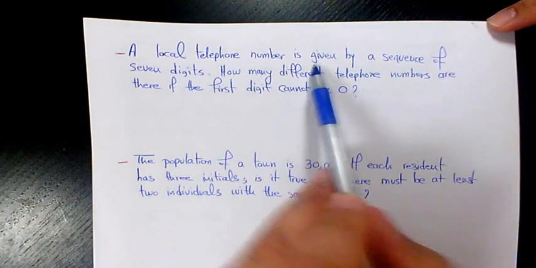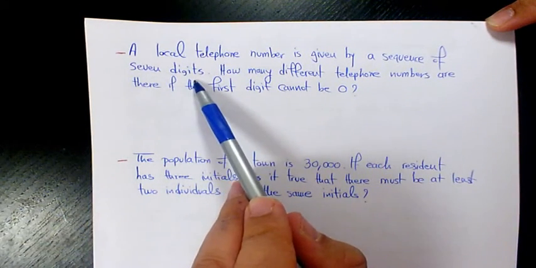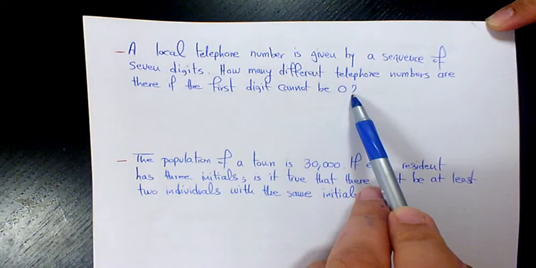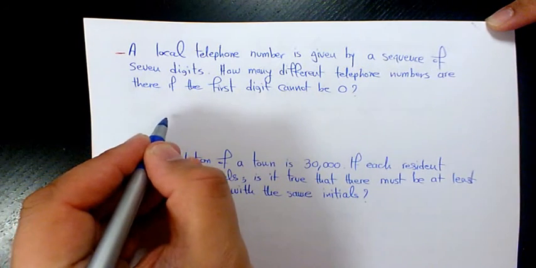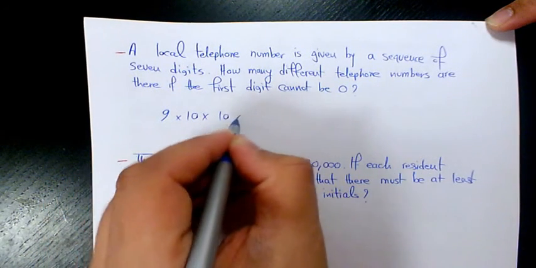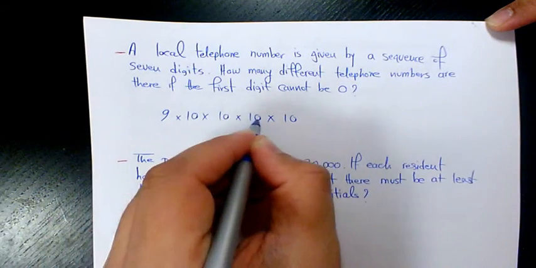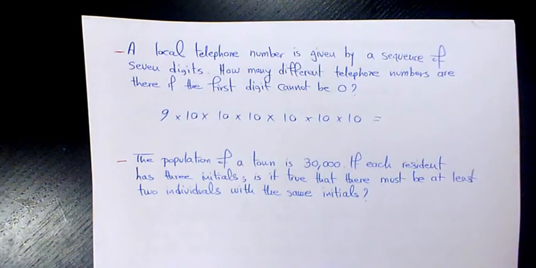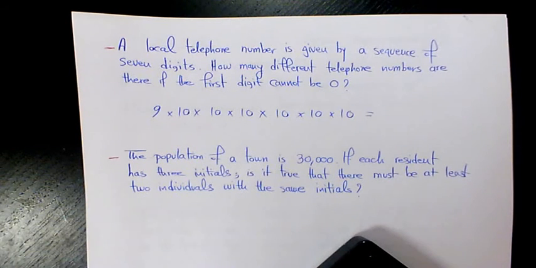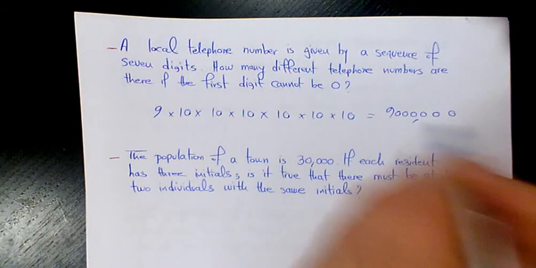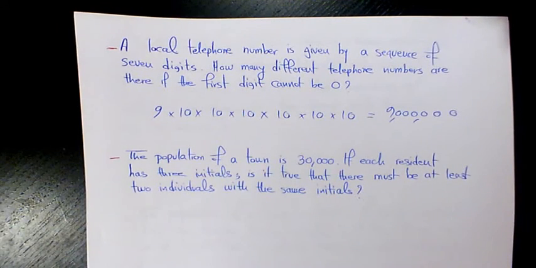A local telephone number is given by a sequence of 7 digits. How many different telephone numbers are there if their first digit cannot be 0? So we have 7 numbers, and the first one cannot be 0, so we have 9 different possible ways, times 10, times 10, times 10, times 10. 1, 2, 3, 4, 5, 6, 7. So 9 times 10 times 10 all the way to here, and we can calculate it. It's going to be 9 times 10 to the power of 6. The answer is going to be 9,000,000, which is 9 million different ways.